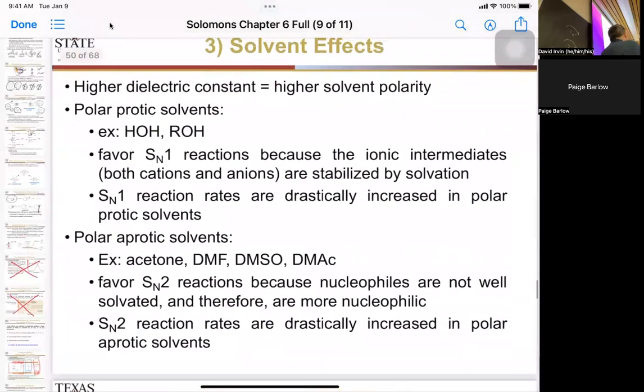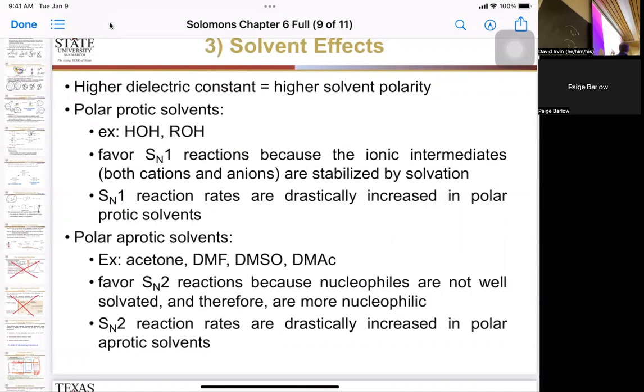All right, and then solvent effects. Protic solvents like alcohols and water, not only are they protic, they are also weak nucleophiles. So typically you use the solvent as the nucleophile. So when you have your protic solvents, you're going to favor an SN1 reaction. That means if you have a secondary substrate or a tertiary substrate, you want to use a protic solvent.